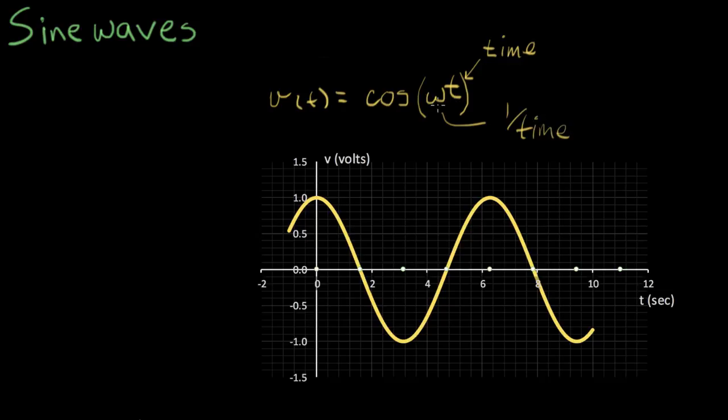And when we multiply those two numbers together, we get something that has no units, and then we can take the cosine of it. So this is referred to as a frequency. Something that has units of 1 over time is a frequency. This is a constant number. This is some number. Time is a number that increases all the time.